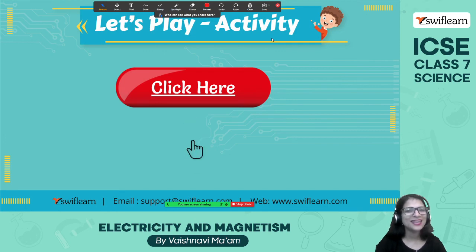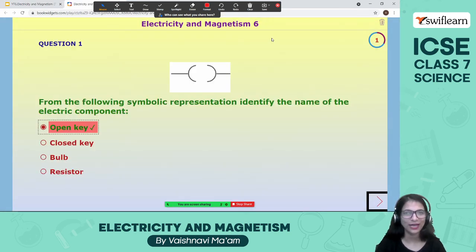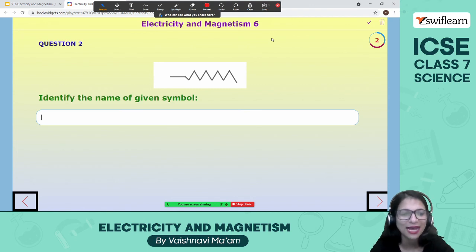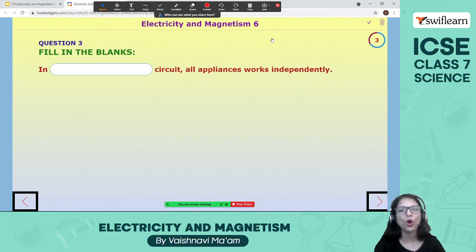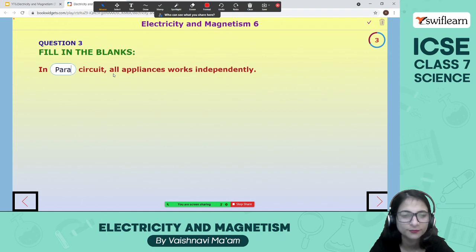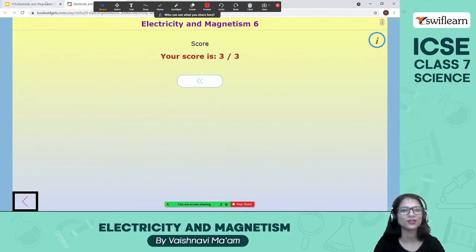Okay, now is the time for us to play. As I have mentioned earlier as well, we are going to play the game in which we will be having some questions and we will be trying to see how much we have learned. So let's see each and every question over here. From the following symbolic representation, identify the name of the electric component. Yes, it is an open key. You all are correct. Great job. Next question, identify the name of the given symbol. That's a resistor, right? The next question is, in dash circuit all appliances work independently. Yes, for sure, in parallel circuit, right? In parallel circuit all appliances work independently, and we have got the full score over here.